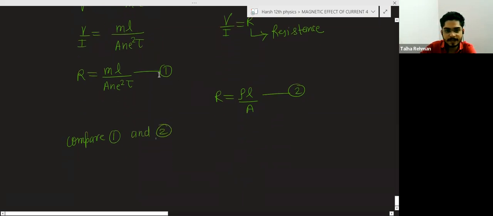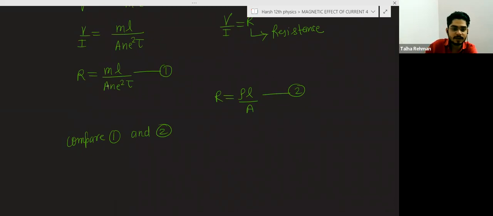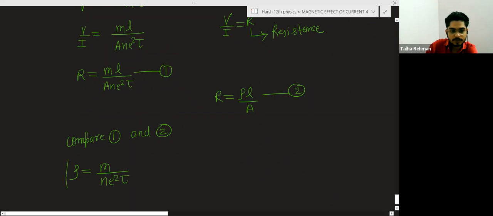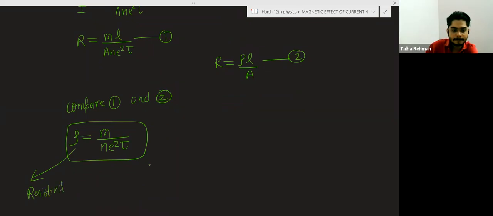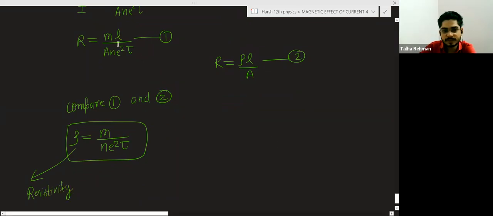See, here is L by A, here is L by A. This will be cancelled out. So resistivity will be M upon N e square tau. This is your resistivity in terms of the relaxation time. So what you have done, you have compared equation number 1 and equation number 2 and you get the resistivity value m upon n e square tau. Next question.